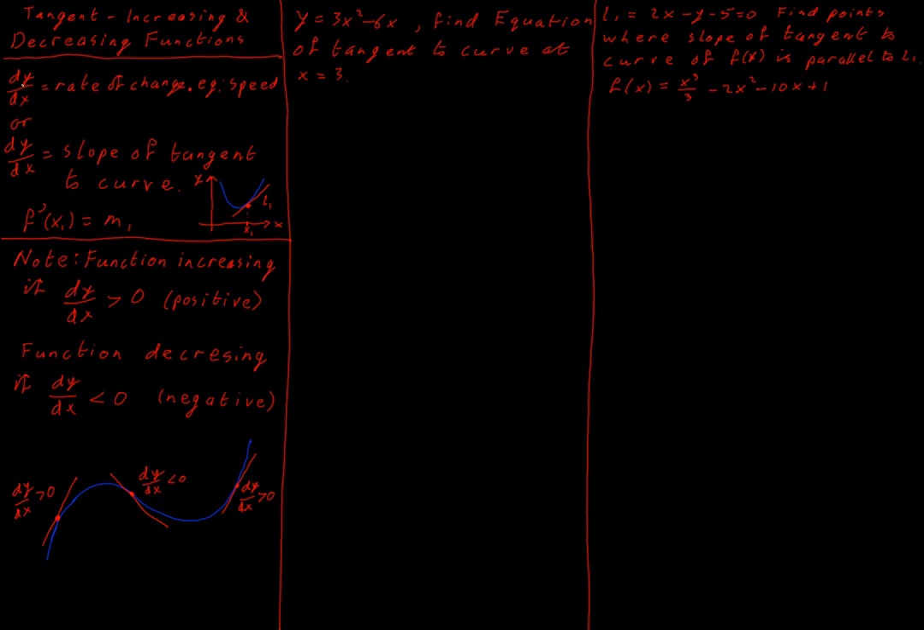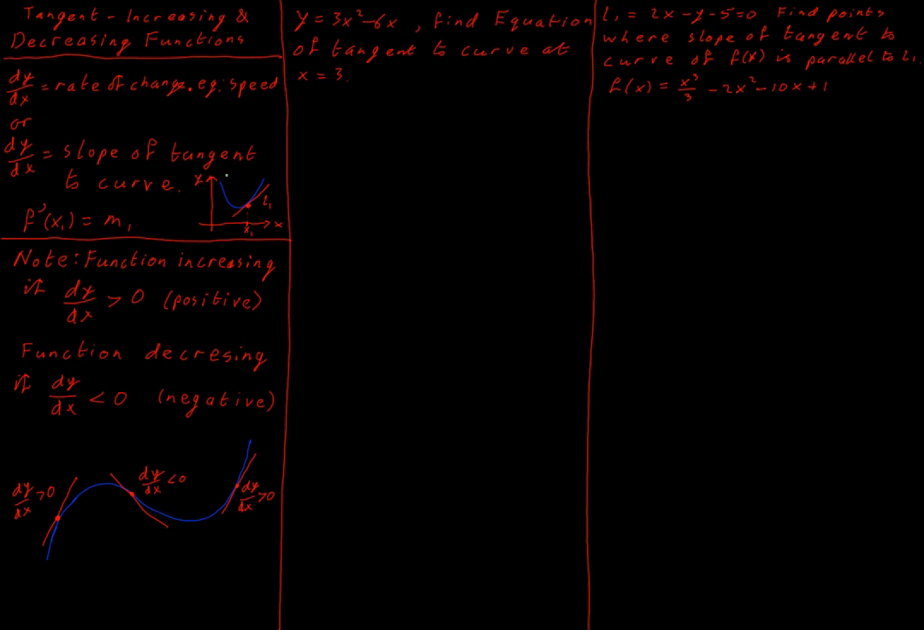A reminder that dy/dx, our derivative with respect to x, is a rate of change, so how quickly something is changing, or how quickly things are changing relative to each other. An example of that would be speed: distance over time is our speed, so that's a rate of change. And the one we're going to focus on today is that dy/dx is the slope of a tangent to a curve. I have a little sketch drawn in here.